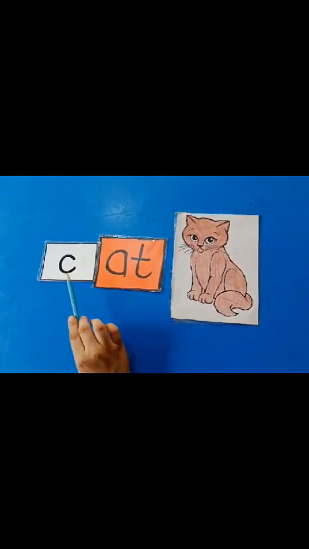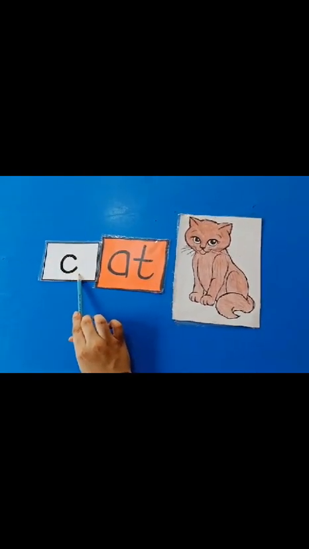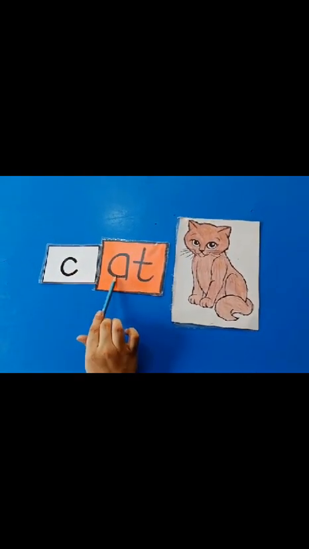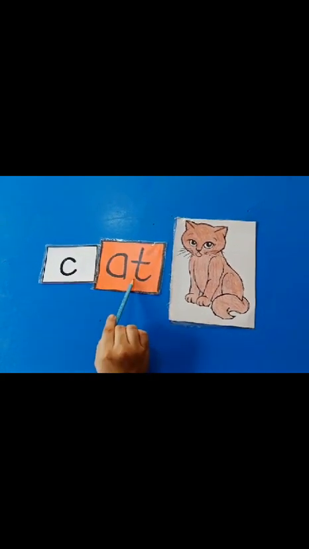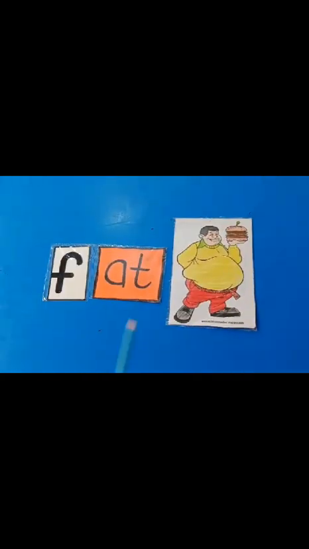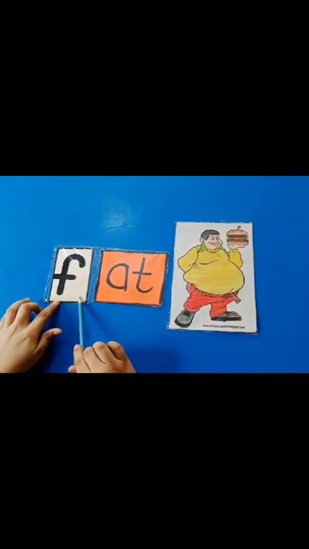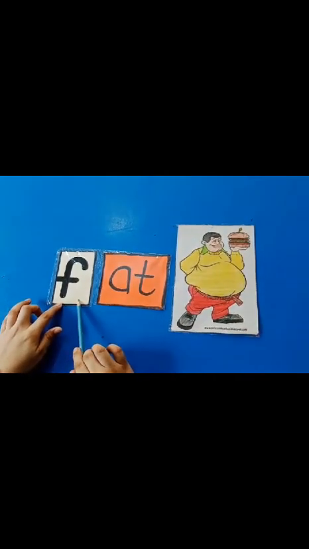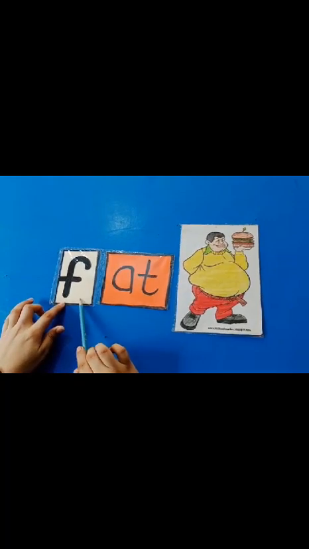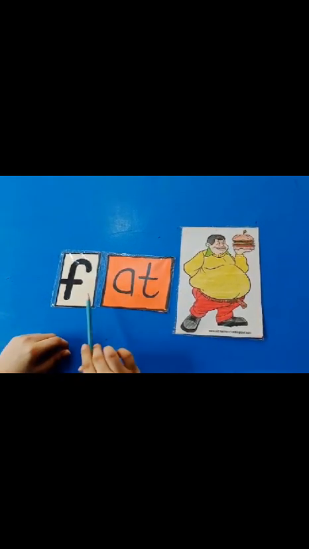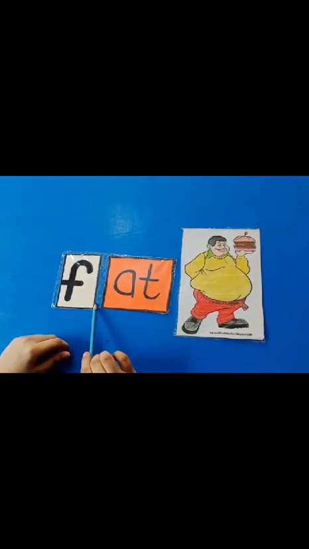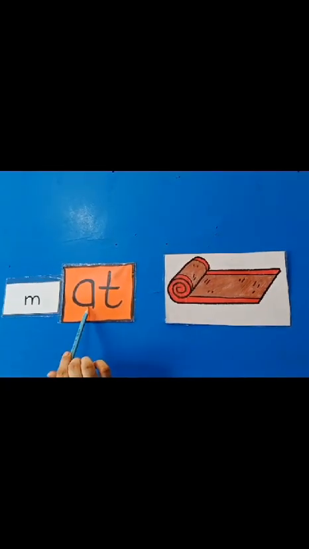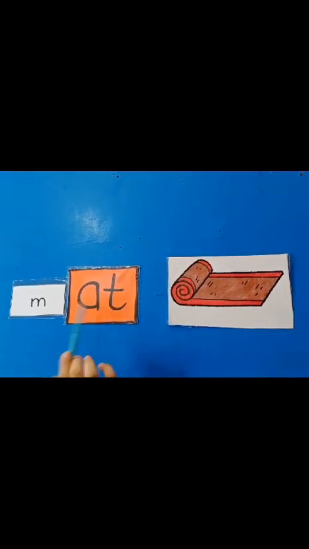Now I will put a new letter, K. It becomes K at cat. K at cat. Then I will put F. It becomes F at fat. At. Put M in it. It becomes mat.